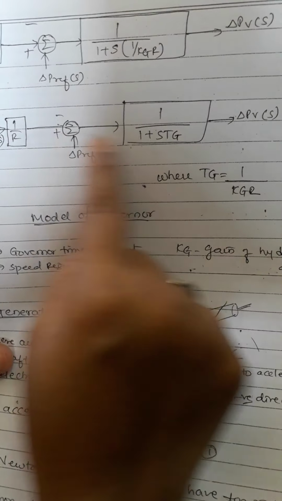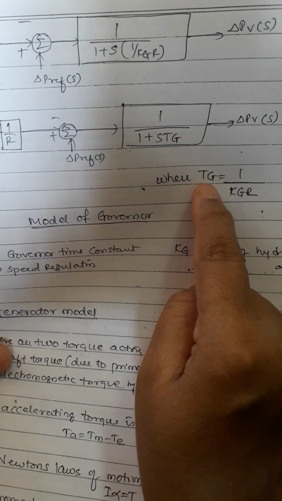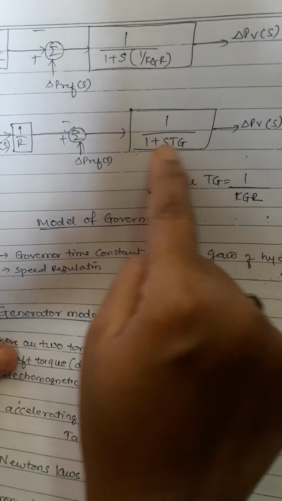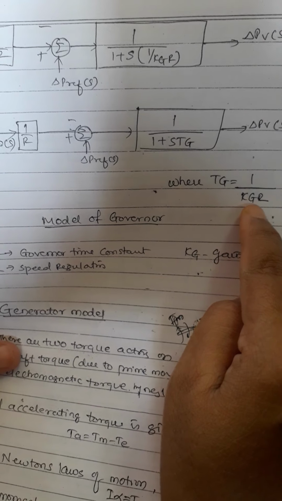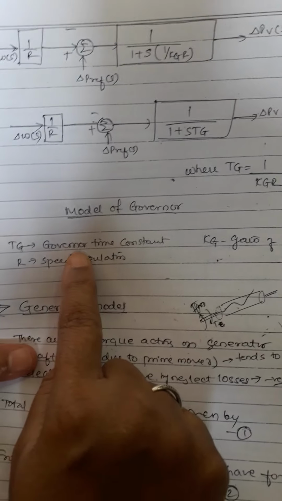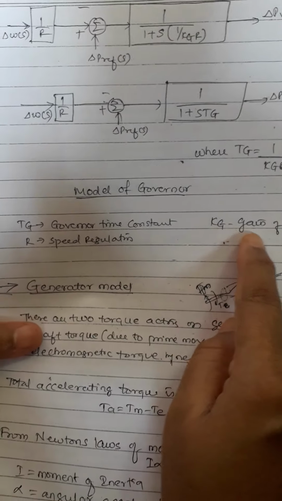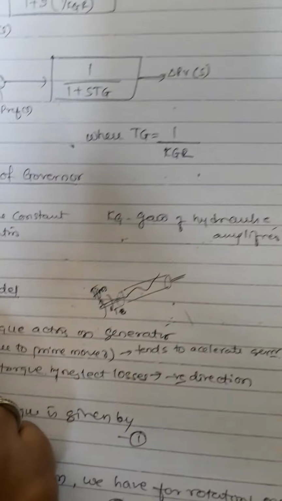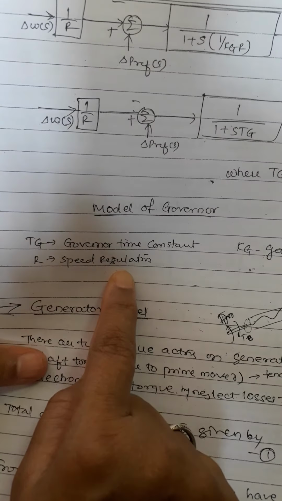At the end, if we solve this, we get Tg, where this Tg is nothing but 1 upon Kg R. In the governor model, Tg is the governor time constant, Kg is the hydraulic amplifier gain, and R is nothing but the speed regulation.